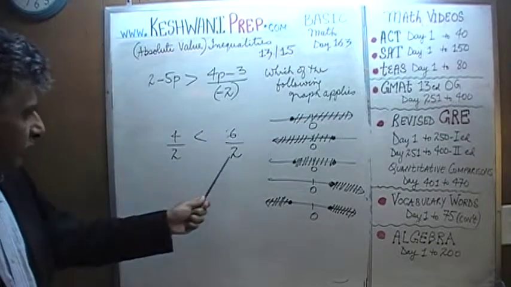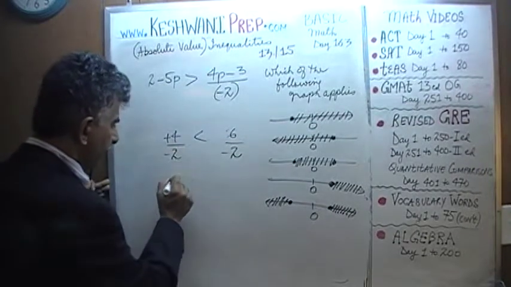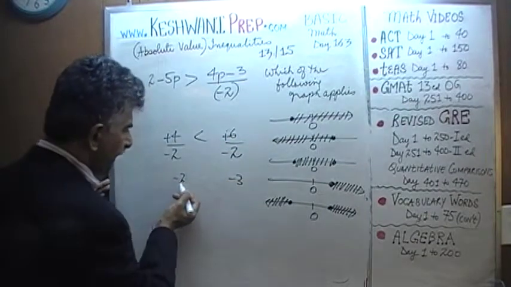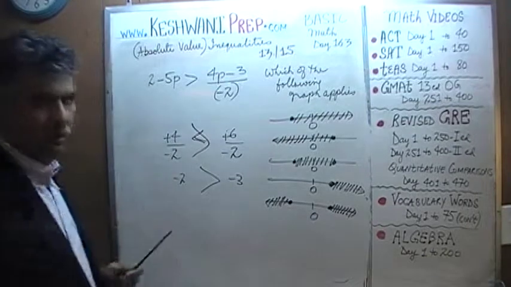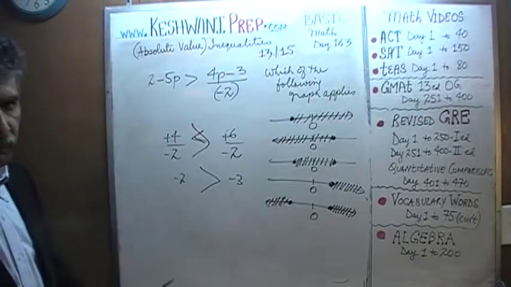But instead of dividing it by 2, had we divided by negative 2, we would have gotten 4 divided by negative 2 is negative 2, and 6 divided by negative 2 is negative 3, and negative 2 is now more than negative 3. It is no longer less, it is more. The direction of the inequality needs to be switched.